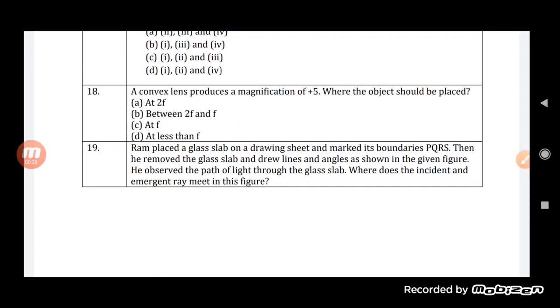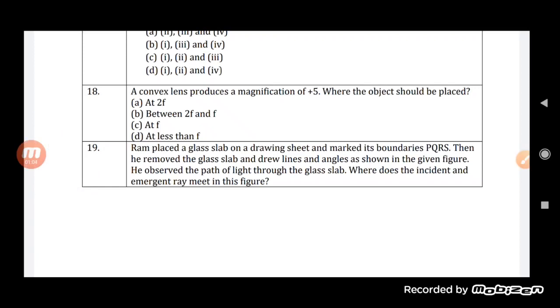Now see here, if the object is kept at 2f, then the image will also be formed at 2f only. Similarly, if the object is kept between f and 2f, the image formed will have a magnification of... Yes, see, the magnification is +5. It means the image which is formed here, what is it? It is virtual and erect.